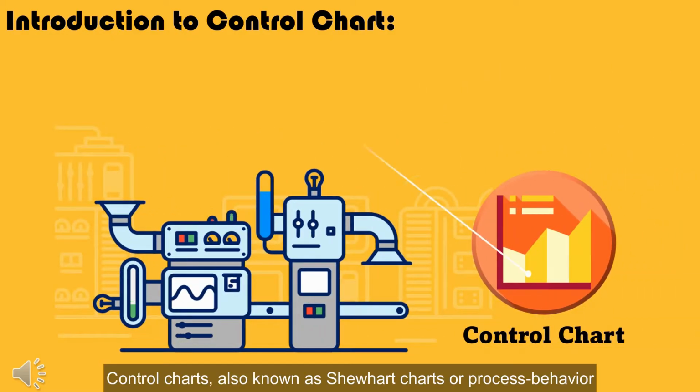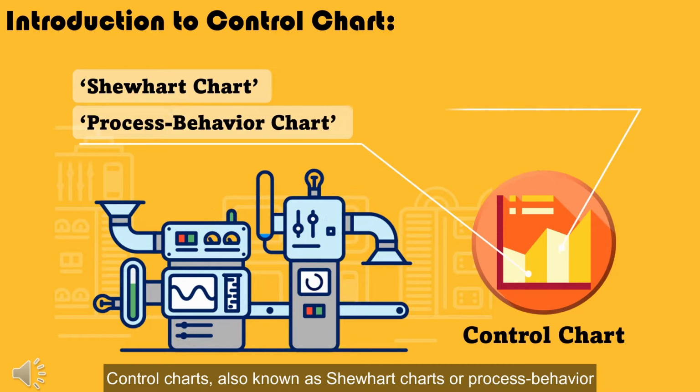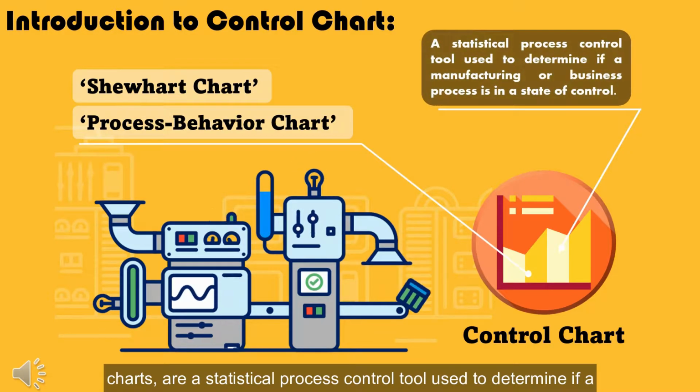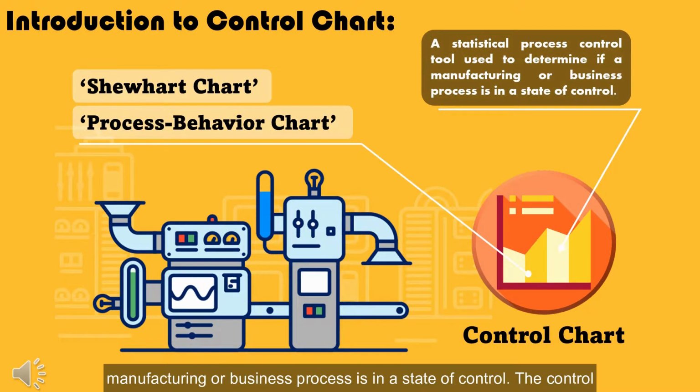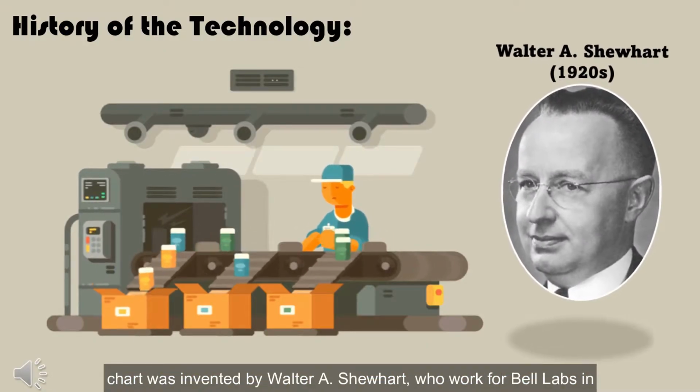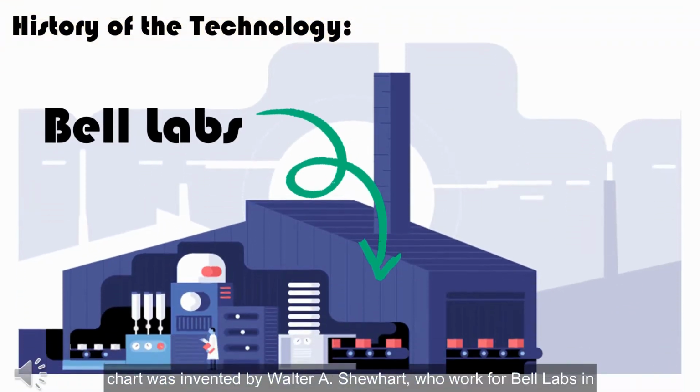Control charts, also known as Shewhart charts or process behavior charts, are a statistical process control tool used to determine if a manufacturing or business process is in a state of control. The control chart was invented by Walter A. Shewhart, who worked for Bell Labs in the 1920s.